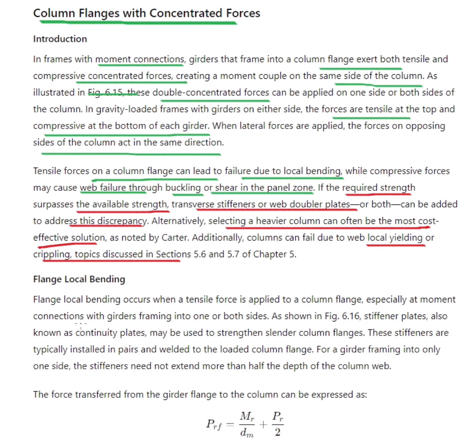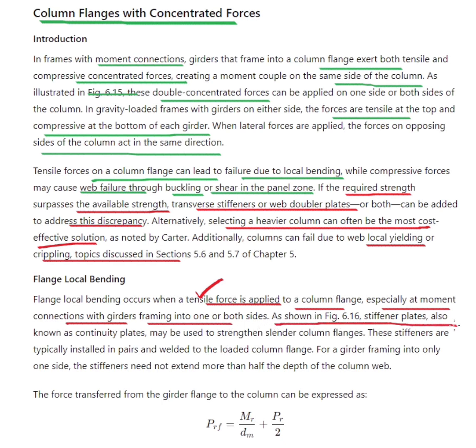Flange local bending occurs when a tensile force, not a compressive force, is applied. You can see when the tensile force is applied to the column flange, especially at moment connections with girders framing into one or both sides. We will show the figure also.